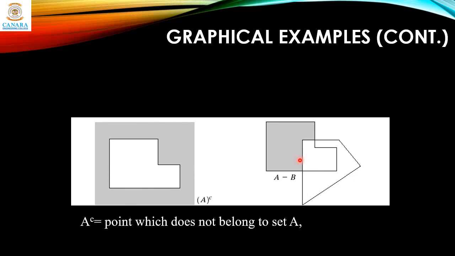And A minus B is you just subtract B from A, and this is what you get. Only this part remains, and this overlapping part is left out. So this is A minus B. So these are some basic graphical examples for set theory.